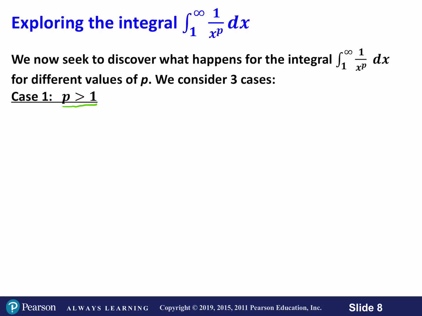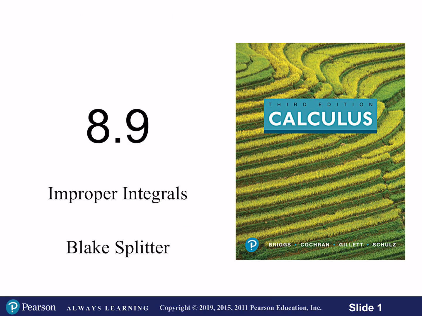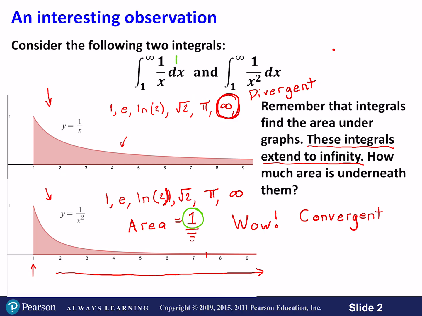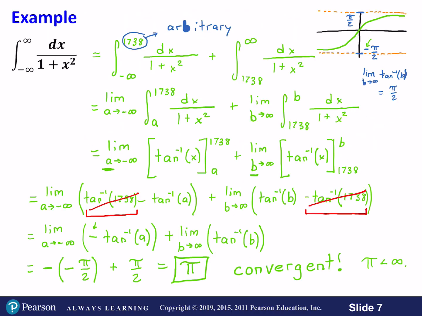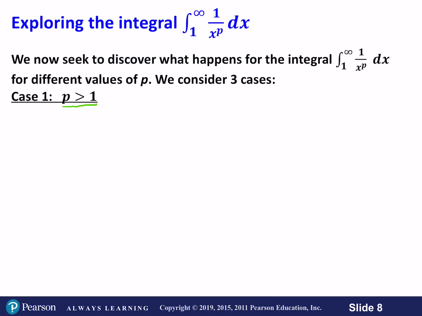So this integration is a very common one. In fact, both of the integrals that we did on the first slide fell into this category of integrals, where in this case p was equal to 1, and in this case p was equal to 2. Okay, so for case 1, here's the idea. We have that the limit as b approaches infinity of the integral from 1 to b of 1 over x to the p dx is equal to, let's evaluate this integral.